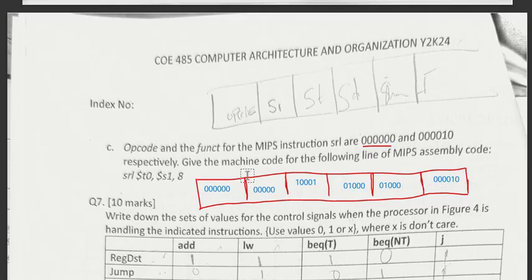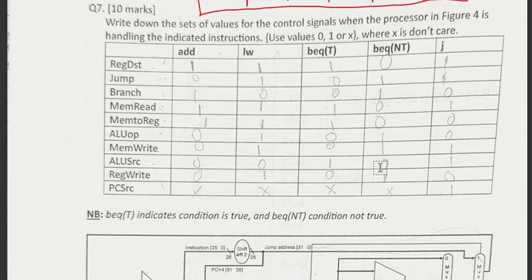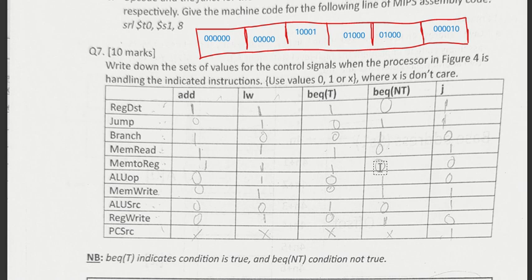So if you have to give the machine code, then you just have to write all of these as one long thing. And usually you can even convert to hex to make it nicer, but we'll not be doing that. Then the last part is to write down the set of values for the control signals when the processor in figure 4 is handling the indicated instructions. Use 0, 1, or X, where X is don't care.